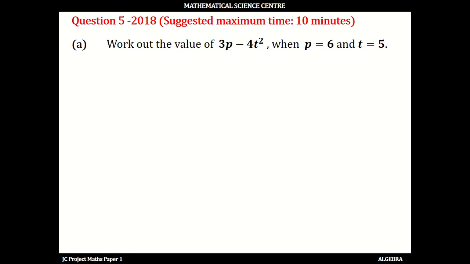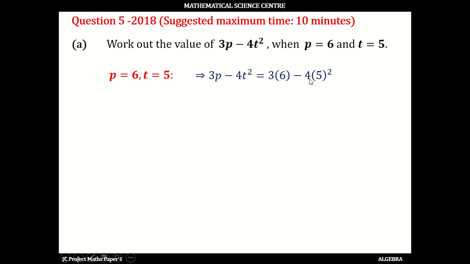2018 question 5, we want to work out the value of 3p minus 4t squared when p equals 6 and t equals 5. So we can replace this p value with 6 and this t value with 5. So that means we're going to get 3 times 6 minus 4 times 5 squared. Now 3 sixes are 18.